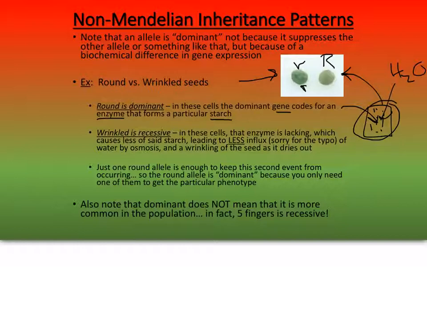Now also notice that dominant does not mean a more common trait. We'll get into a couple examples of this later, but in humans, having 5 fingers is recessive, and yet we almost all do. You also might remember from freshman year, being a dwarf, really short, is dominant, but most of us aren't, right?